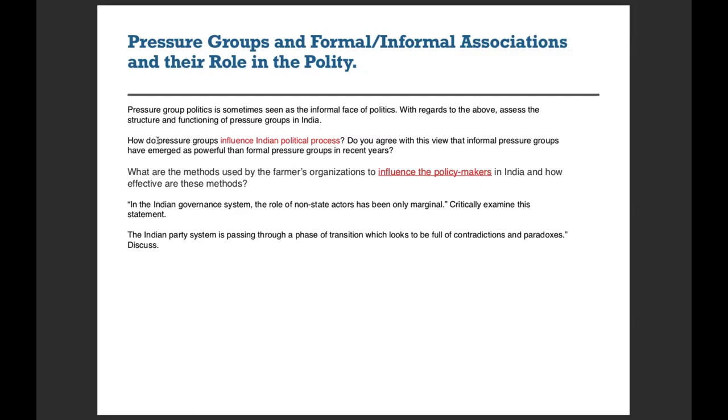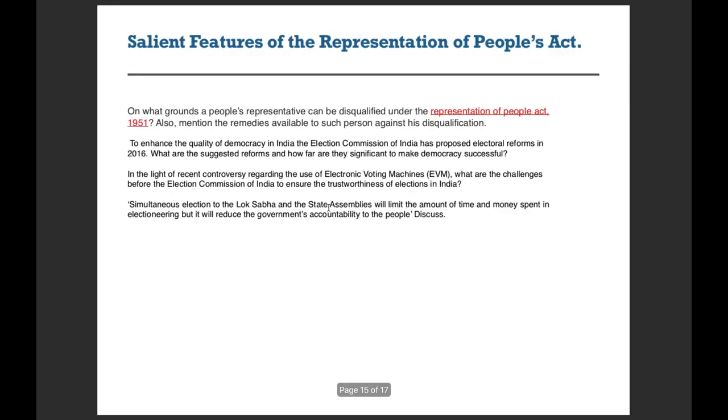Here they have asked how pressure groups influence the Indian political process, a general question. And in this question they have asked how farmer organizations influence the policy maker. So both questions are somewhat interlinked. If you have prepared, you can write these types of questions also. That's why previous year questions are very important to understand. Again, in the government sector, the role of non-state actors has been only marginal, so what the role of non-state actors is, is something we need to study.